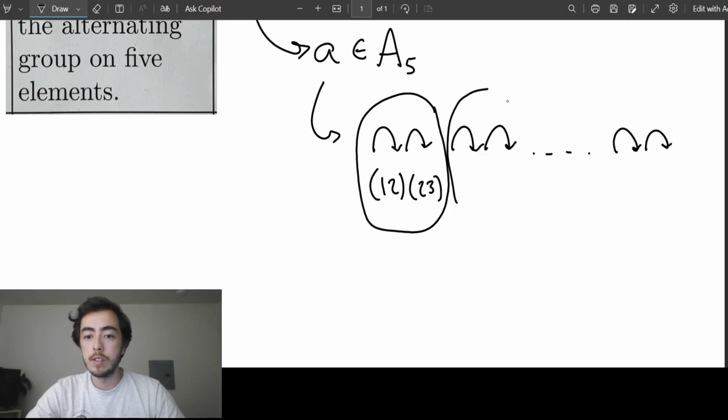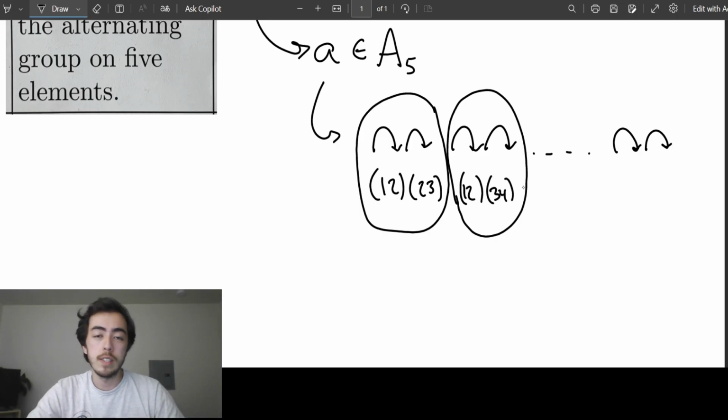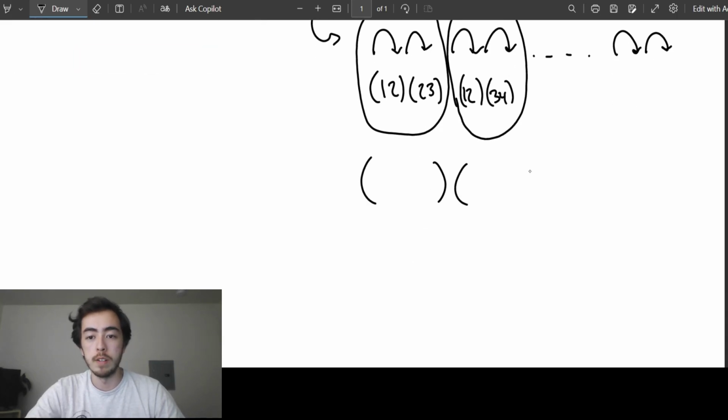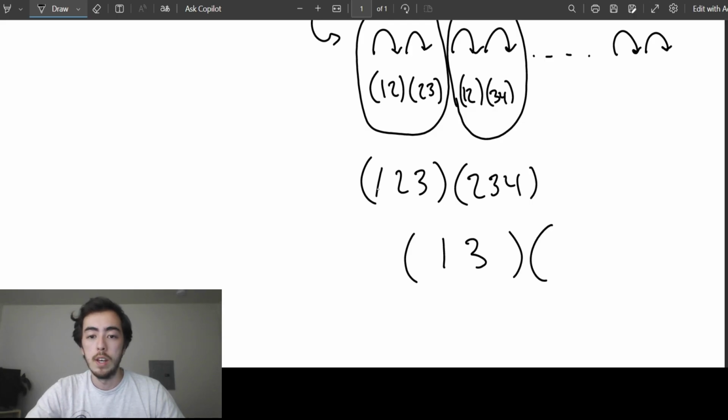Or we're in the case where our 2 cycles are disjoint. So maybe it looks like that, 1, 2, 3, 4. But anytime that you have disjoint 2 cycles, you can just rewrite it as a pair of 3 cycles. So I think the easiest example is just 1, 2, 3, and then 2, 3, 4, where 1 goes to 2, and then 2 goes to 3, 3 goes back to 1, and then 2 goes to 3, and then 3 goes to 4, and 4 goes back to 2.